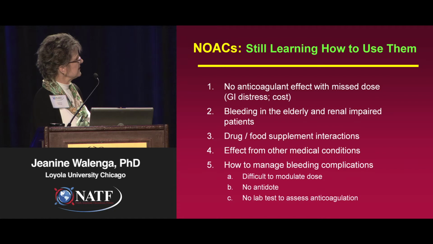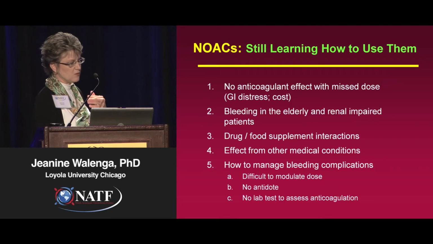There's a list of a few things here that I thought about to bring to your attention, but we've been talking about them throughout the day already. The new oral anticoagulants have a very fast onset and fast offset, which is a good thing when you don't want the drug around. But if you do miss a dose, then there could be a chance that you don't have coverage of the anticoagulant for your thrombotic condition. And because of GI stress with some of the drugs and the increased cost, it might be more frequent that doses would be missed.